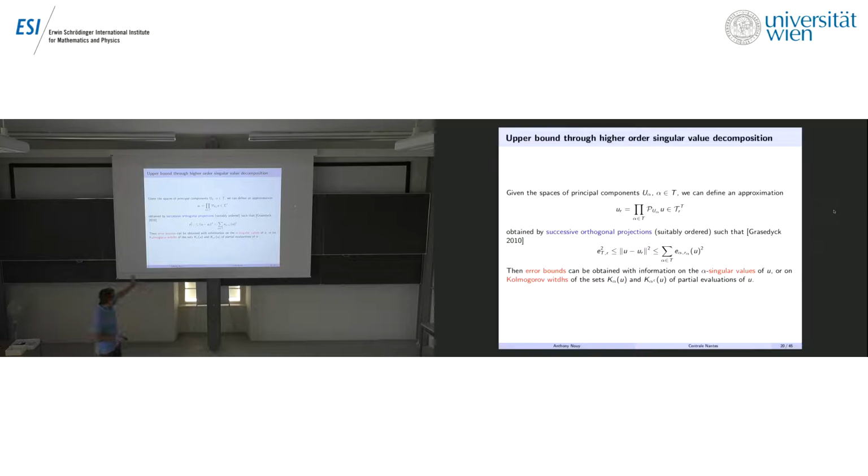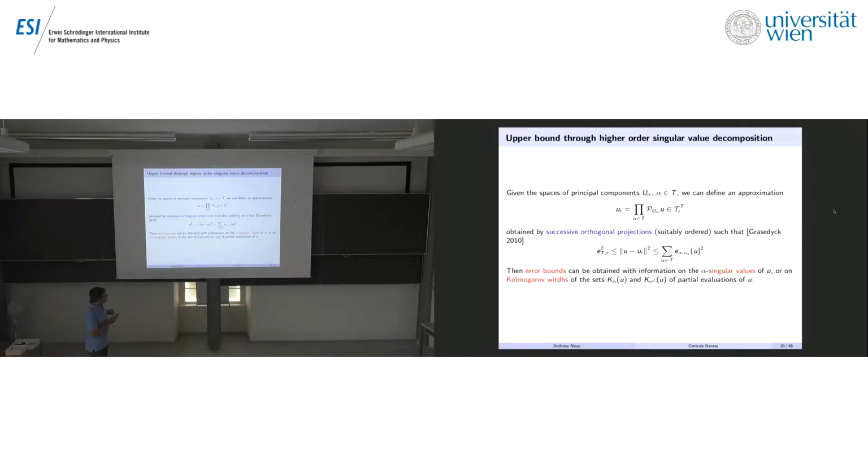Well, so now how to obtain an upper bound? This is maybe a coarse way to obtain it, but something we have with the tool in this tensor calculus. Given the principal component spaces U alpha, for any alpha in your tree, you can define an approximation by successive orthogonal projection in these subspaces, ordered in a suitable way. This is related to higher order singular value decomposition. And with this particular approximation, you obtain a bound.